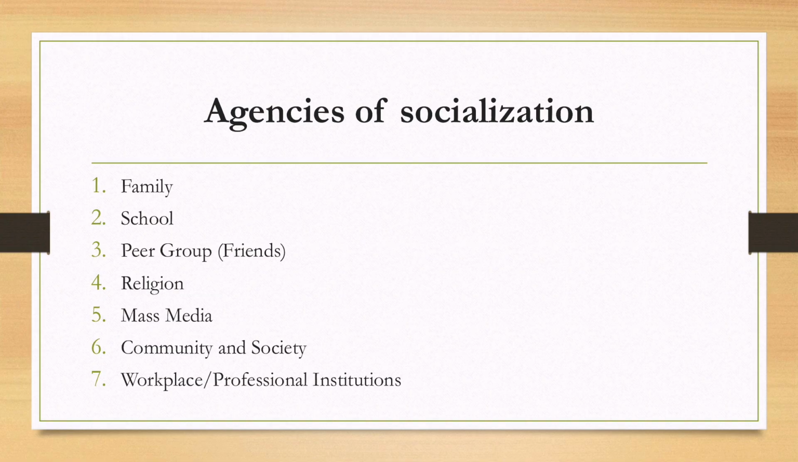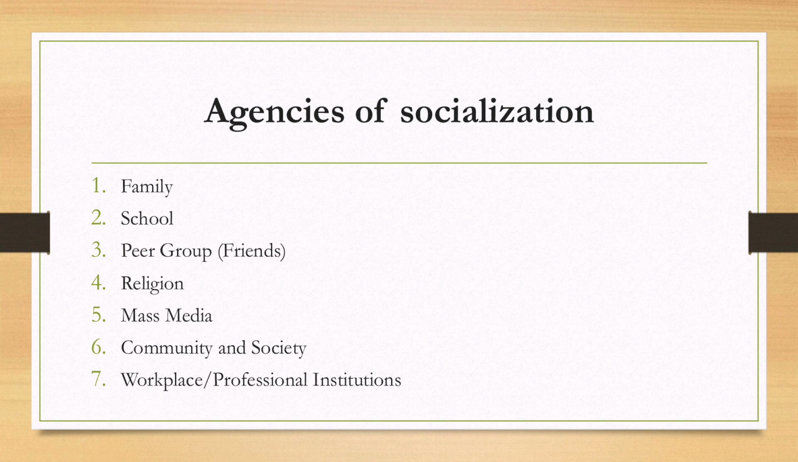Now we will move to the agencies of socialization. What is meant by agency? It is an institution or group that helps the individual. These agencies of socialization are the groups or institutions that help individuals to learn social behavior and culture. The first agency is family. The first and most important agency is family.